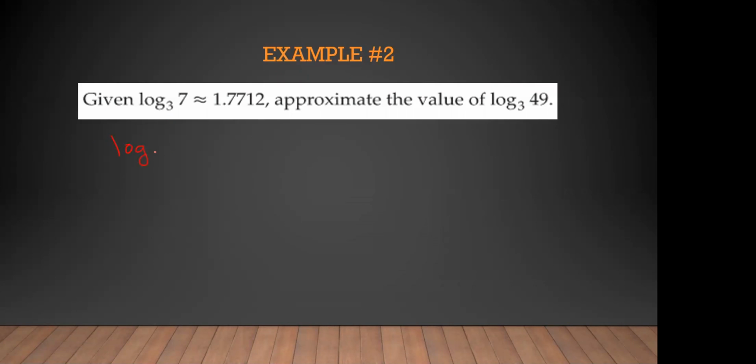So log base 3 of 49, we can rewrite 49 as 7 squared. So we take our exponent, we're going to multiply that by log base 3 of 7, and it told us to use log base 3 of 7 is about 1 and 7,712 10,000. We're multiplying that by 2. So when we do that, log base 3 of 49 is equal to 3 and 5,424 10,000. Okay.